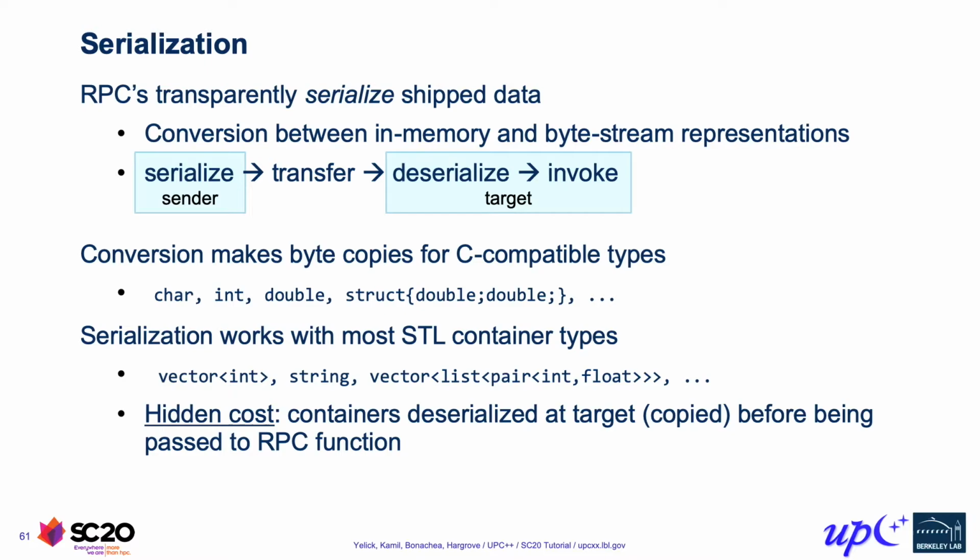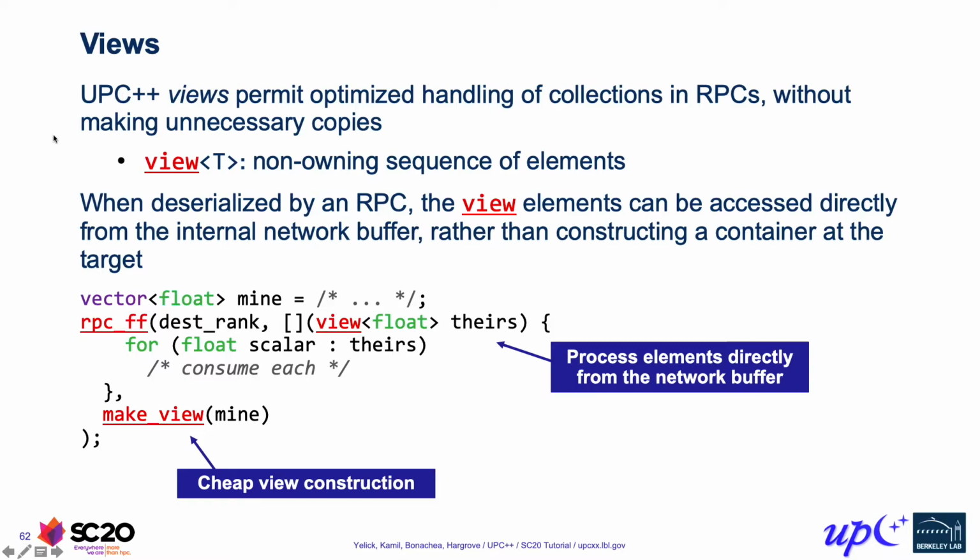For a container, serialization means that the elements get converted to their byte representations, transferred over to the remote end, and that data ends up in a memory buffer. Then the container itself needs to be reconstituted on the other side. So that means that the data needs to be moved out of the network buffer into private memory. So there is a hidden cost here in terms of deserialization, copying the data out of the network buffer. We have an alternative, something called a view, that actually elides that last copy if it so happens that an RPC is going to consume all the data before returning.